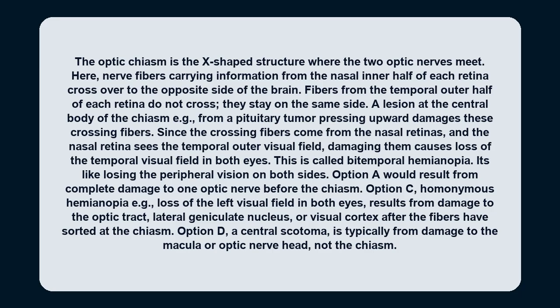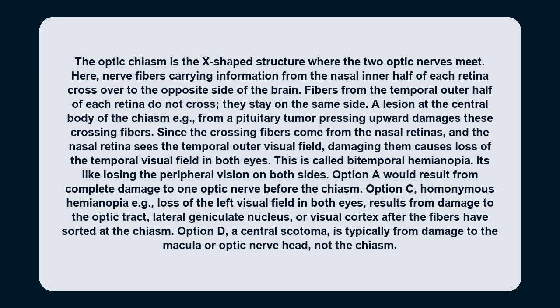Since the crossing fibers come from the nasal retinas and the nasal retina sees the temporal outer visual field, damaging them causes loss of the temporal visual field in both eyes. This is called bitemporal hemianopia. It's like losing the peripheral vision on both sides.